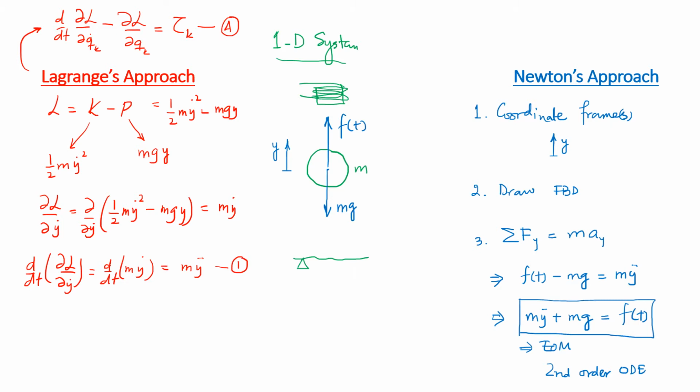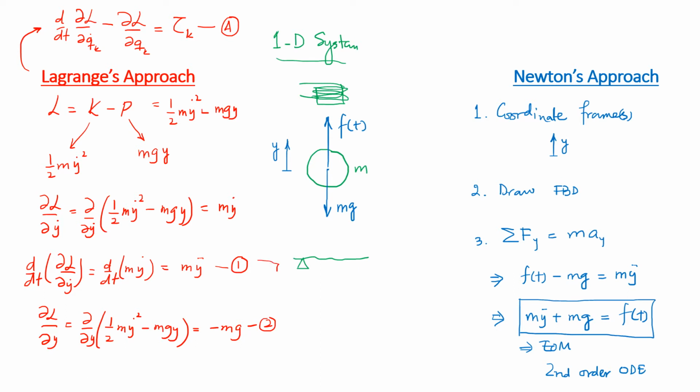Now you can take the partial derivative of the Lagrangian with respect to the generalized coordinate, which is y in our case. So that is going to be partial by partial of y of half m y dot squared minus m g y. There is only one term which involves y in it, that is minus m g y. So when taking the partial derivative with respect to y, this is going to be simply minus m g. So this is going to be your equation number 2.